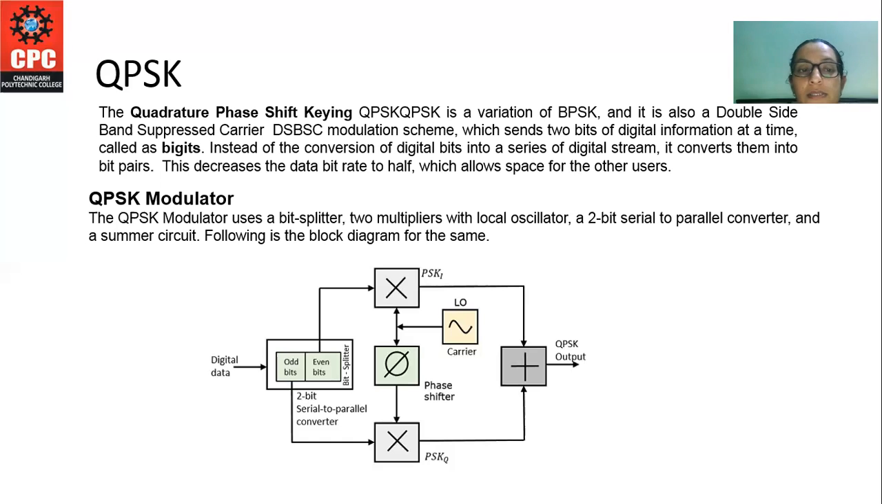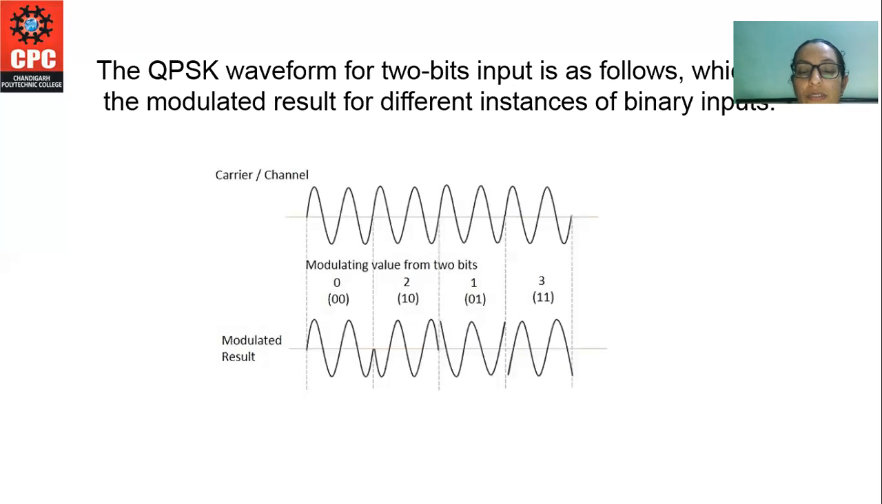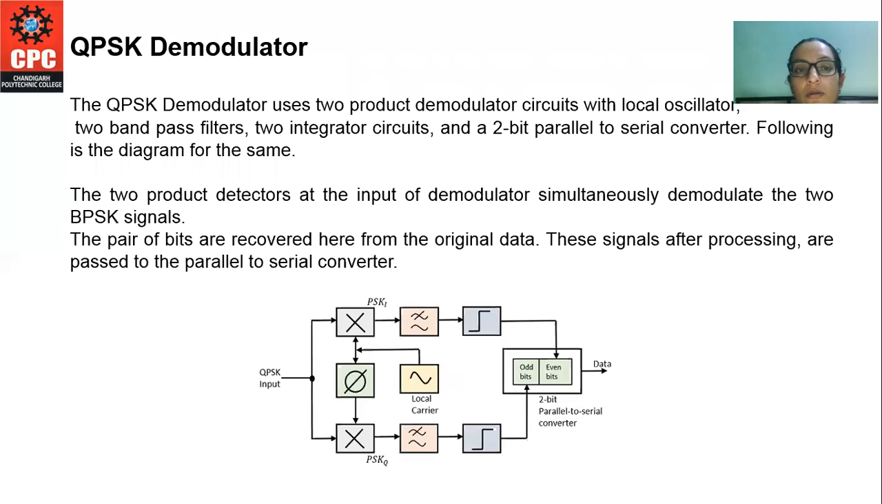So this is our QPSK modulator, and the waveform is shown on your screens with the bits 00, 10, 01, and 11. So let us start with the QPSK demodulator.